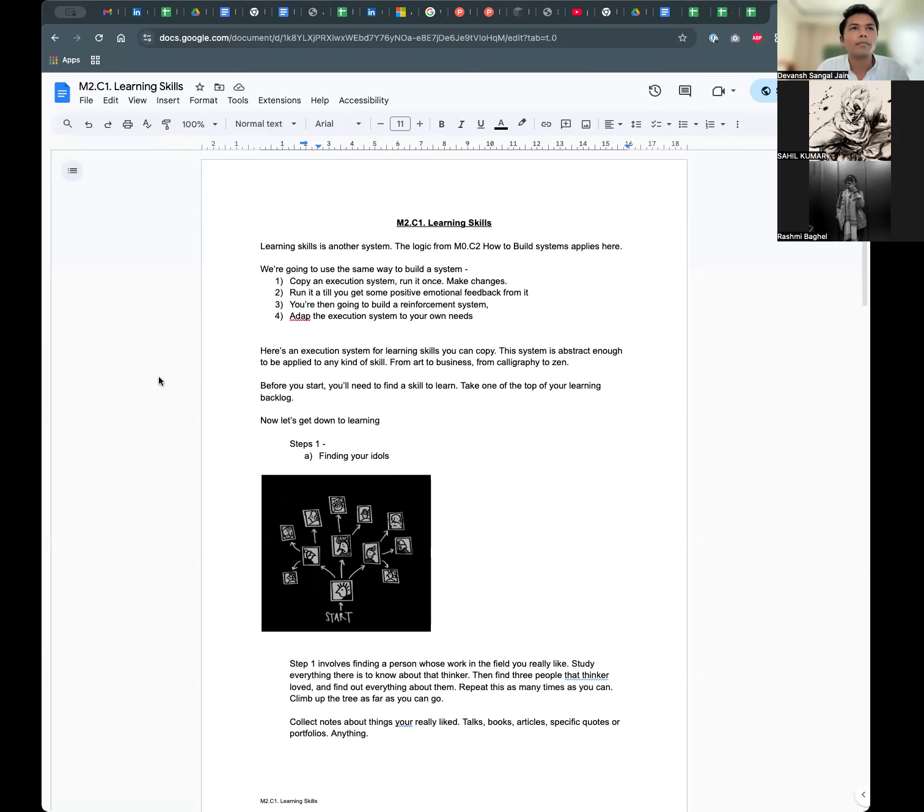So next step, Sahil and Rashmi. Does this make sense? Can you put together a little plan about something that you want to learn and try this system? Just try this system in some way, the same way that you did with Sahil: oh, I want to learn this, I found some things. Just try to run this system, right?